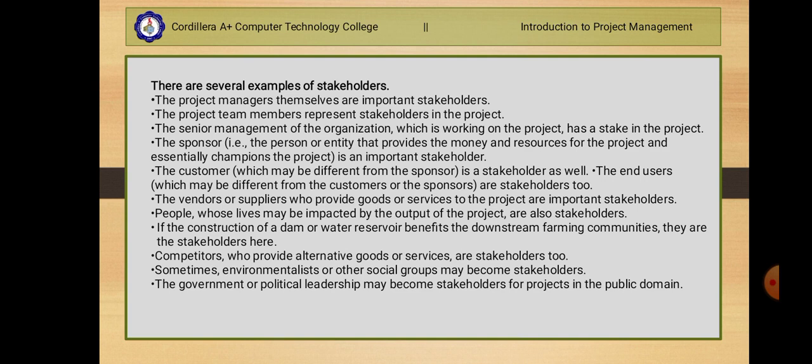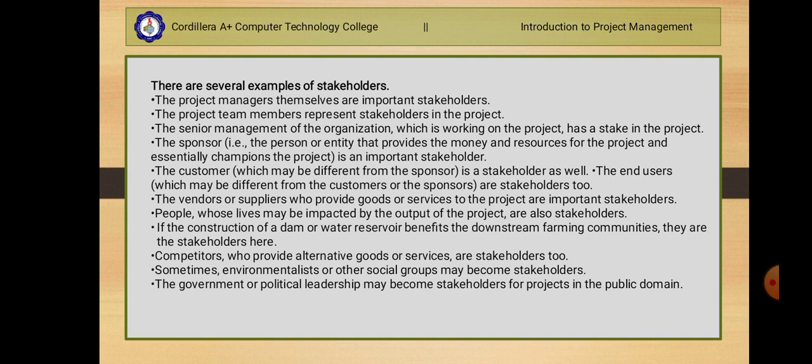Okay? So next, if the construction of a dam or water reservoir benefits the downstream farming communities, they are the stakeholders here. For example, irrigation, right? The dams and water reservoirs benefit our farming communities, especially the farmers, so they are also stakeholders. Okay? Imagine, there are so many possible stakeholders.